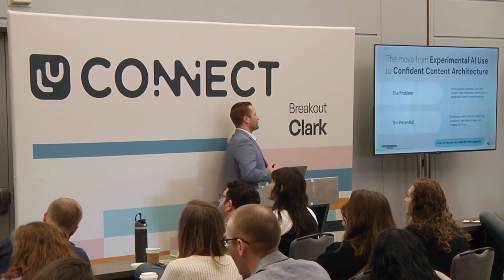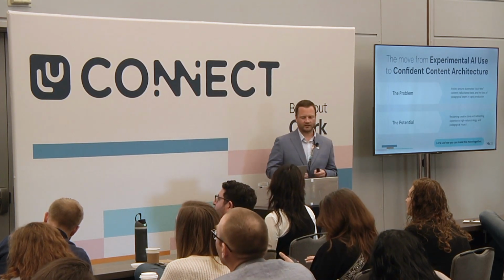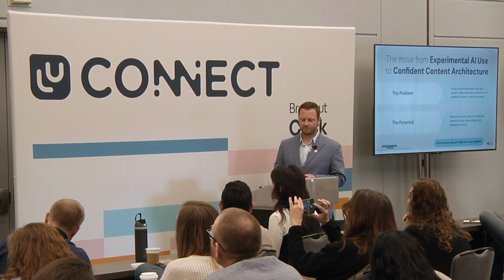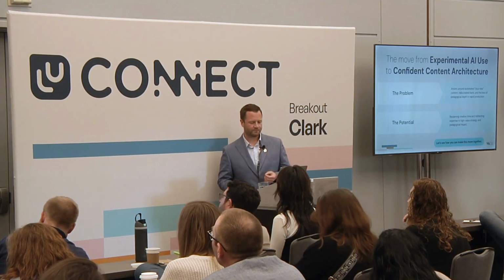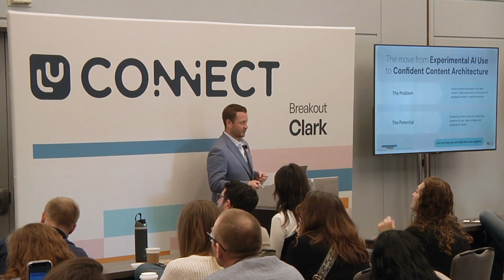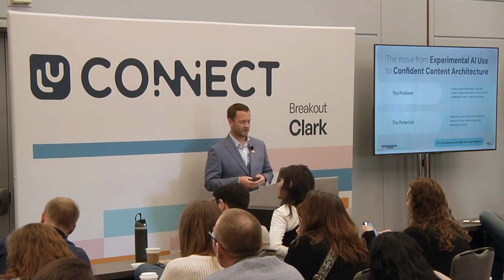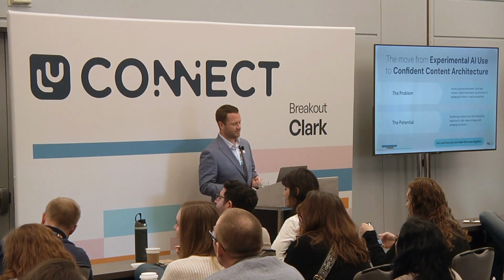So how do we move from that experimental usage of AI to a confident content architect? The problem, to summarize what we've looked at so far: the anxiety around automating that full content flow, checking hallucinations, checking the facts that are in it, and the loss of pedagogical depth in rapid production, just again speaking to the quality. And what outcome are we looking to get? What's the potential that we want to see?